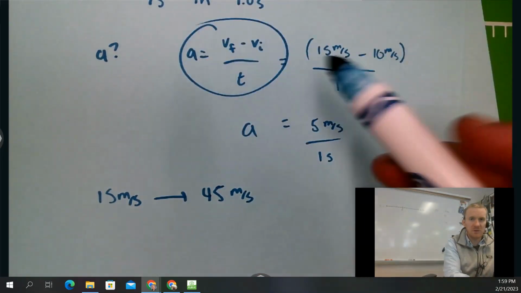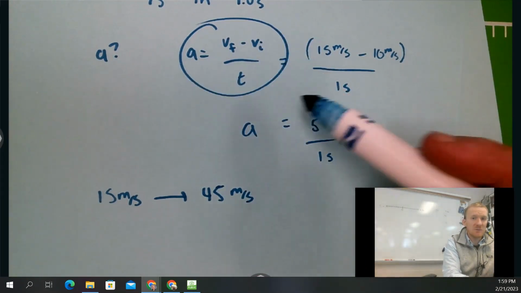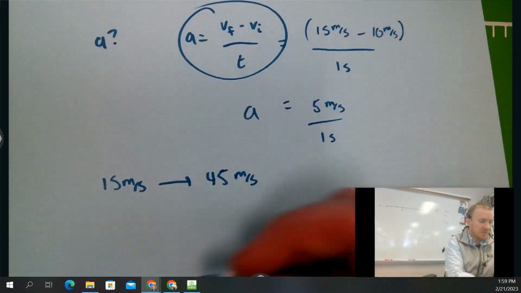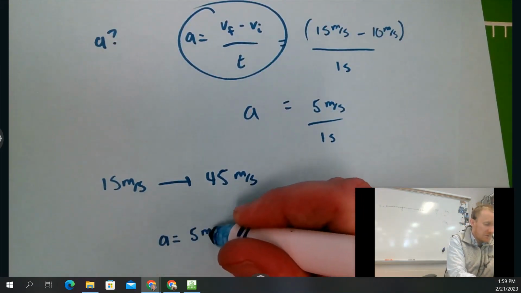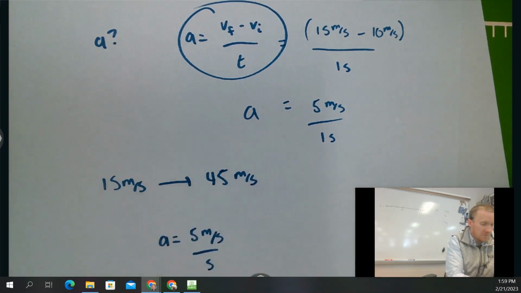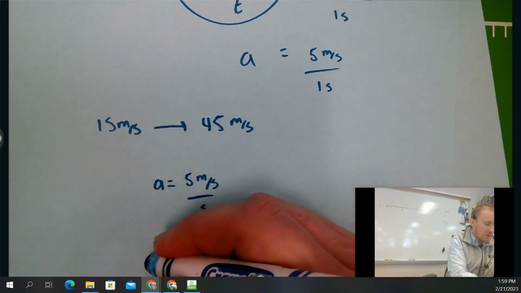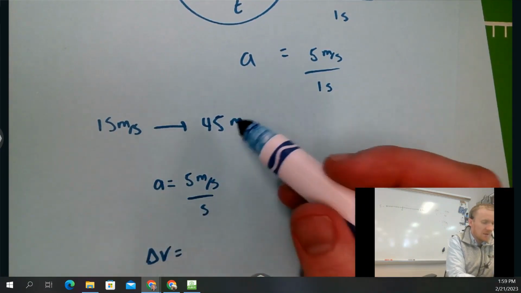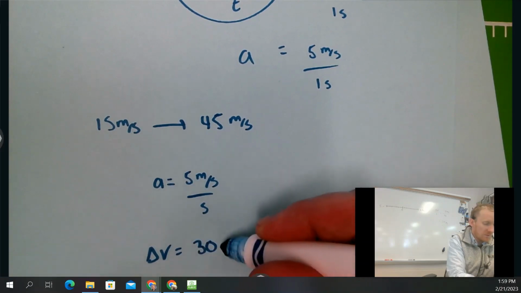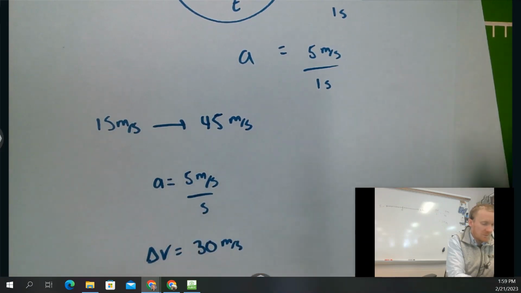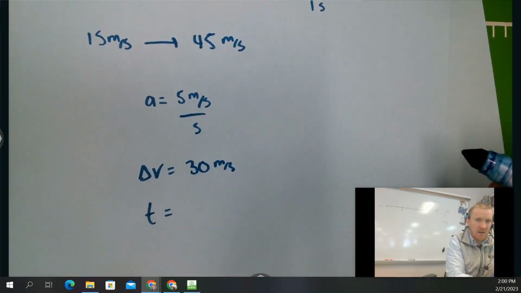So we've got our acceleration equation, right? Change in velocity over time is equal to acceleration. Well, in this case, we already have the acceleration. Okay, so acceleration is equal to 5 meters per second per second. Okay, we also have our change in velocity. So our change in velocity to go from 15 to 45, that's a change of 30 meters per second. Okay, and the only thing that we're missing is the time. That's what we don't have.